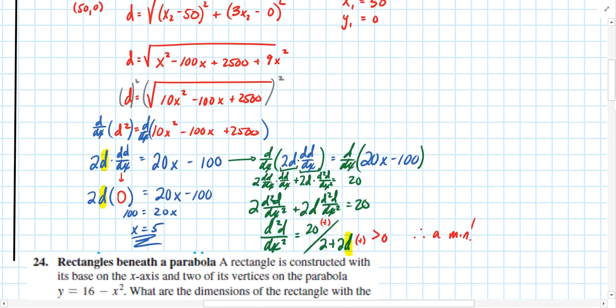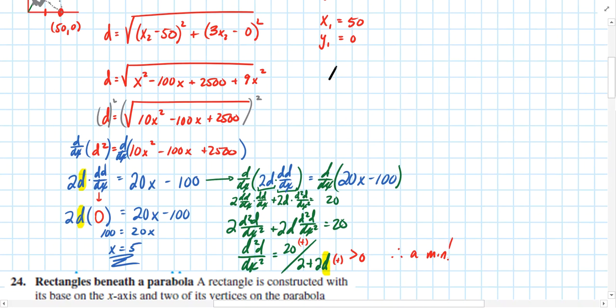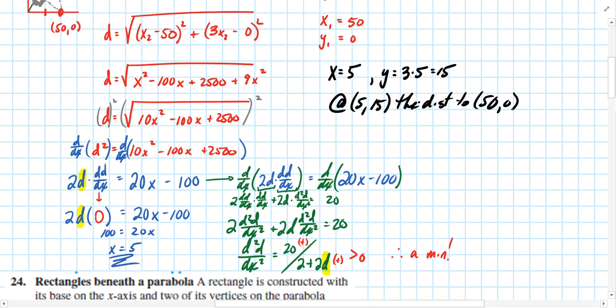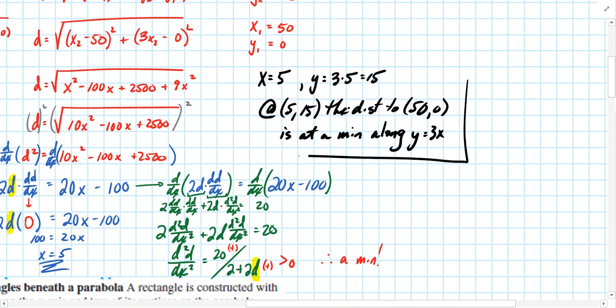So the minimum distance will be found when x is equal to 5, and when x is equal to 5, y is equal to 3 times 5, which is 15. So we're talking about the coordinate (5, 15). The distance to the coordinate (50, 0) is at a minimum along the line y equals 3x. So that's a good answer here.